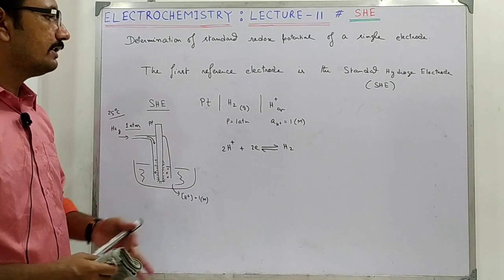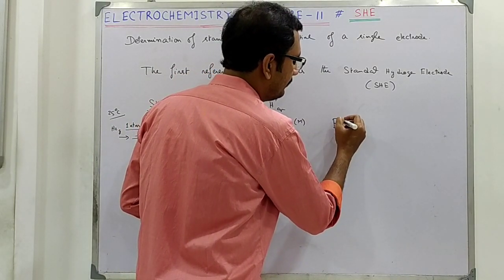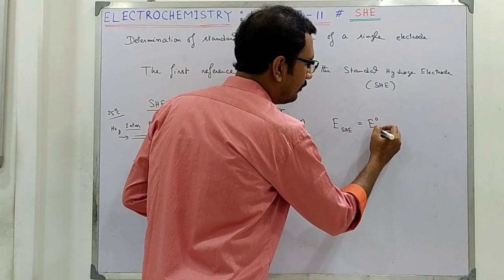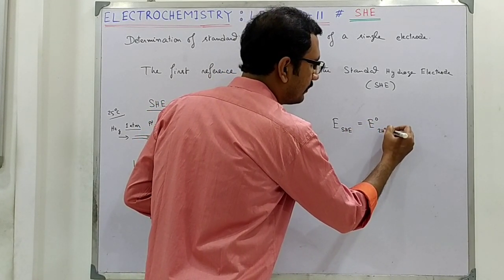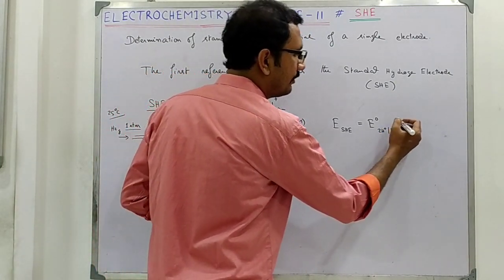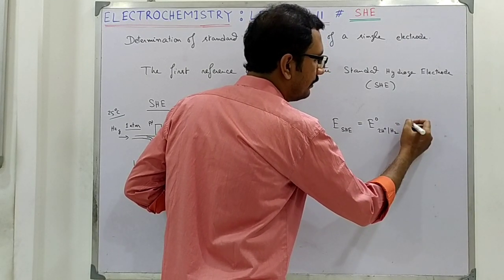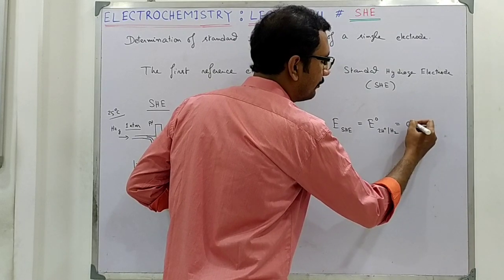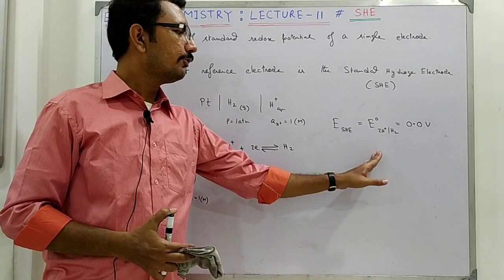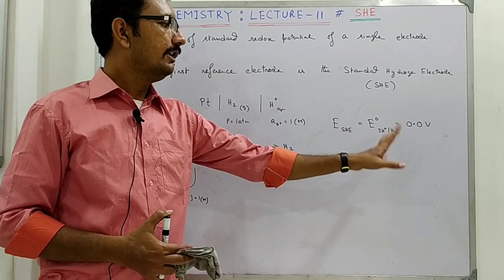Now, the reduction potential of this electrode, that is E SHE, that is E0 of 2H plus to H2, the standard reduction potential of the hydrogen electrode, is considered to be 0.0 volt, that is 0 volt. So, what will be the oxidation potential? Oxidation potential is the negative of the reduction potential. So, that will also be 0 volt.